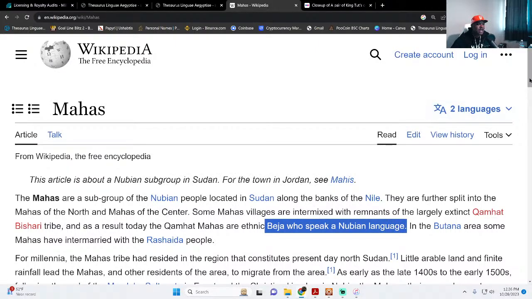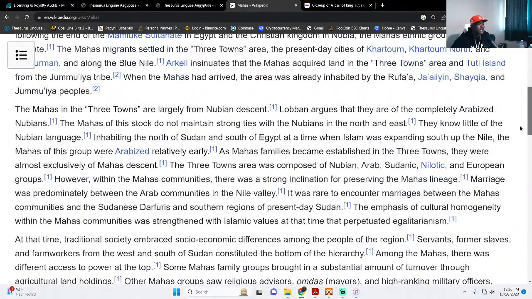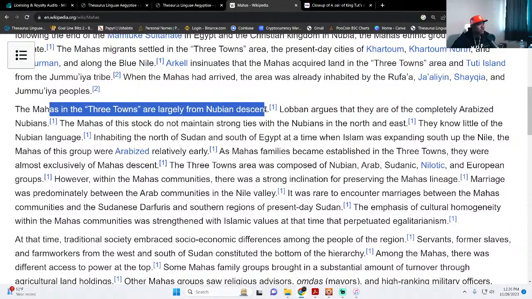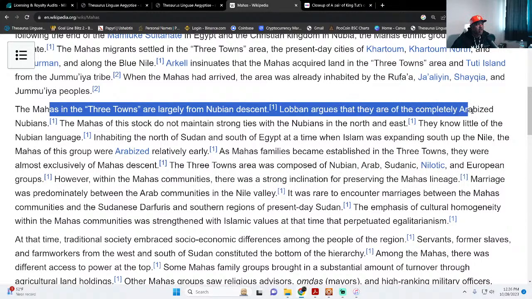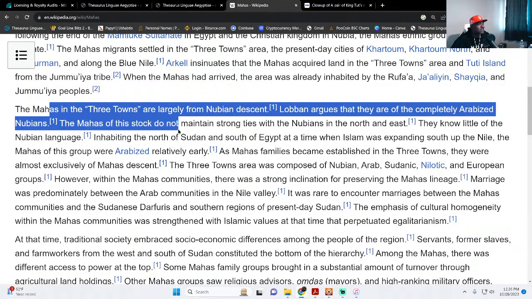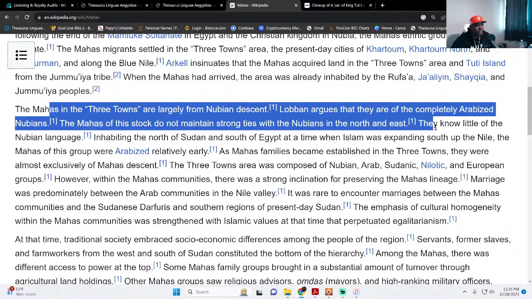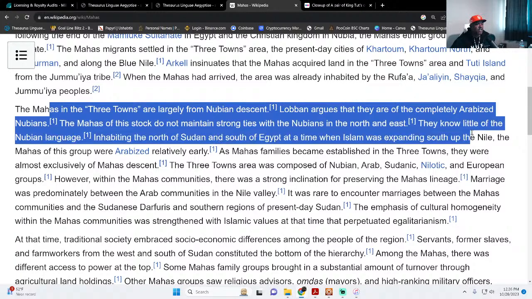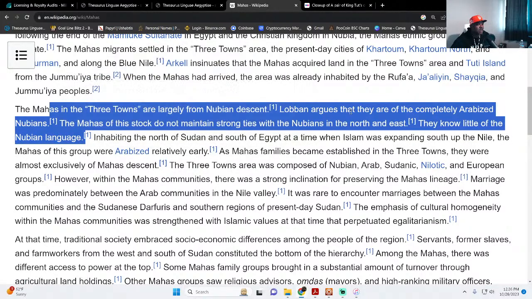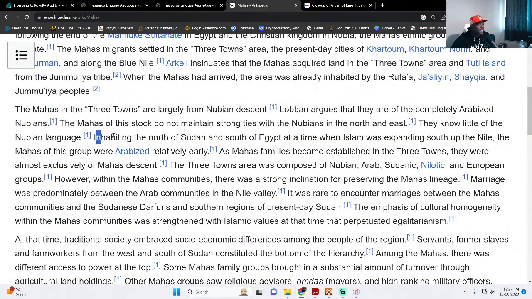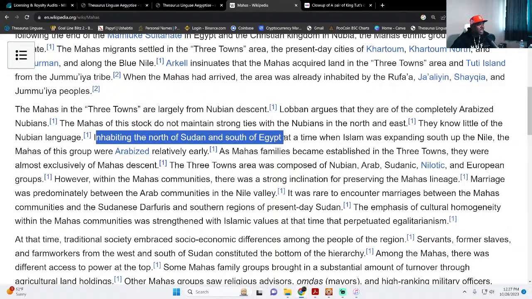So these Mahas, if you look at what they say, yeah, we was here. The Mahas in 3 towns are largely from a Nubian descent. Now, Lobo argues that they are completely Arabized Nubians. I'm arguing that they're not. The Mahas of this stock do not maintain strong ties with the Nubians of the north and the east, and say they know little of the Nubian language. That's some other Arabized Mahas, inhabiting the north of Sudan and south of Egypt. Come on, man. This is homework we've already done.